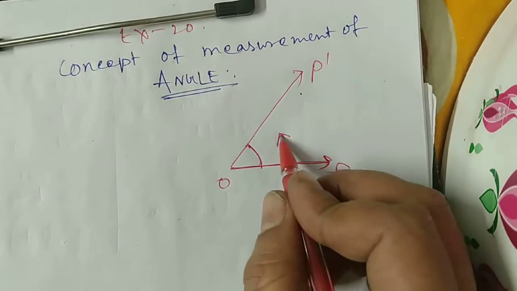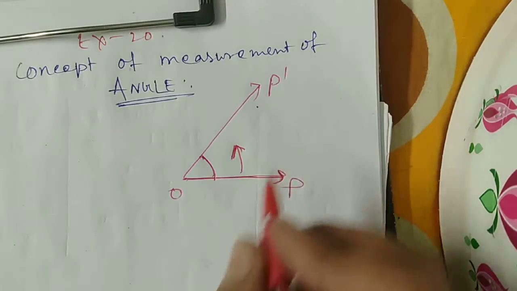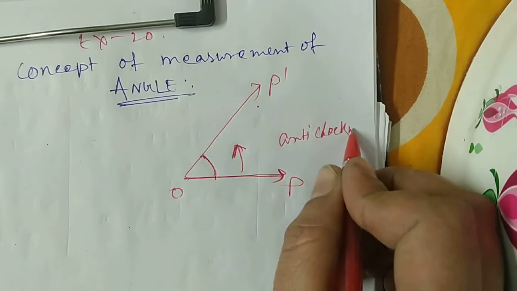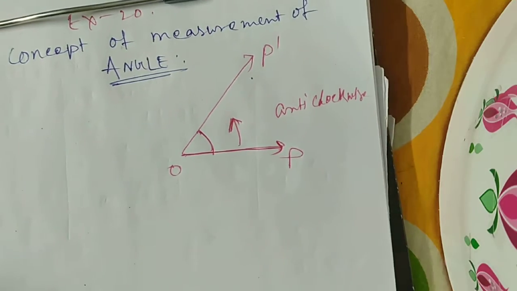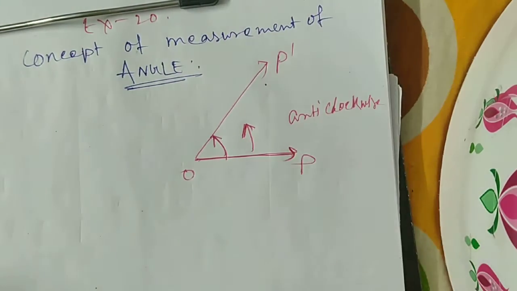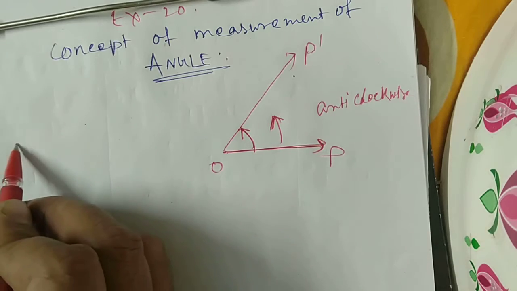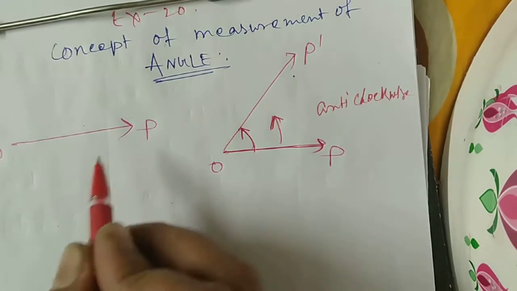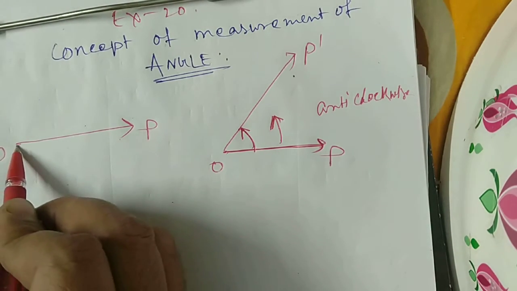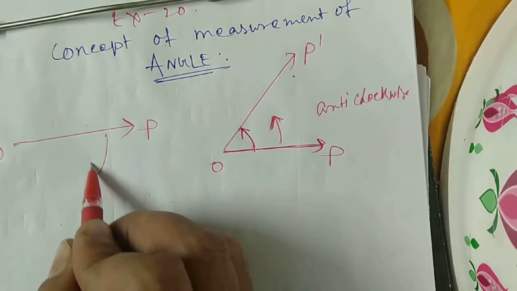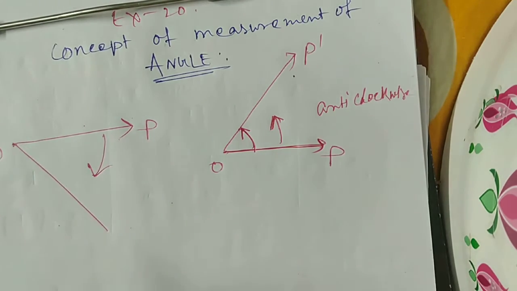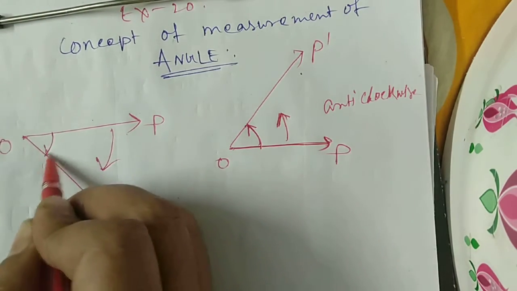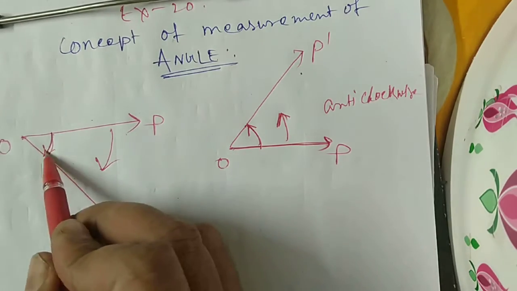This is called an angle, and the ray rotates in the anti-clockwise direction. Again, if this is the initial position of the ray, that is OA, and this ray rotates in the clockwise direction, then it makes this angle. This is OP dash. So this is an angle, and this also makes an angle.